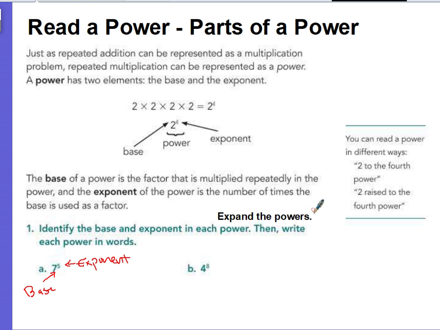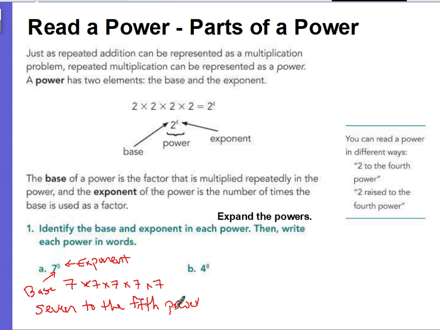But then we want to expand the powers, meaning instead of 7 to the 5th, what does this really mean? It really means 7 times 7 times 7 times 7 times 7. 1, 2, 3, 4, 5 sevens all being multiplied. 7 to the 5th power is 7 being multiplied 5 times. So now we want to write it in words. That is just 7 to the 5th power.